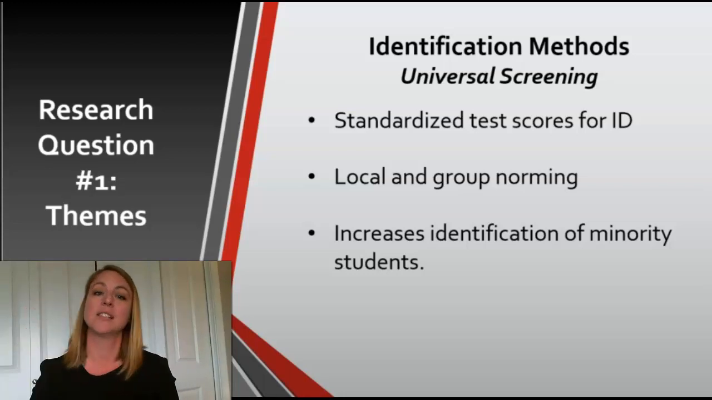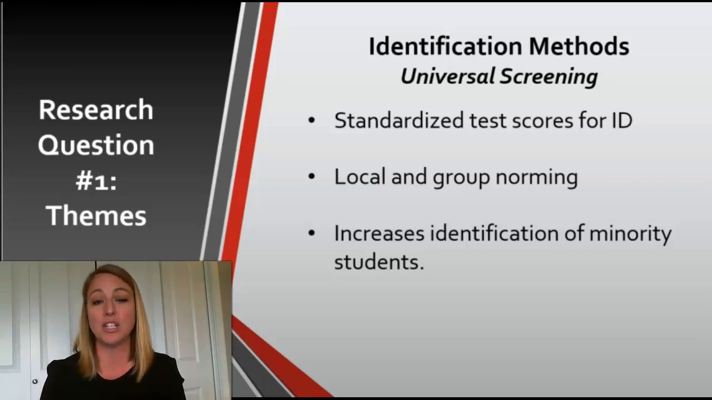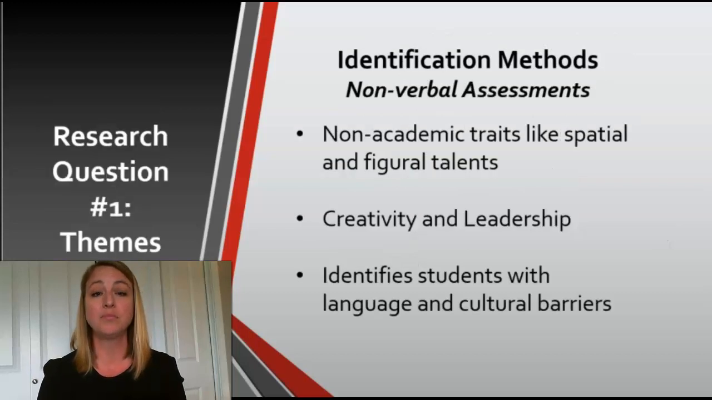To account for this, some schools utilize local and group norming, where cutoff scores are adjusted to reflect averages in the region within certain groups of students. This has been shown to include students who may not have typically qualified, but do so now.